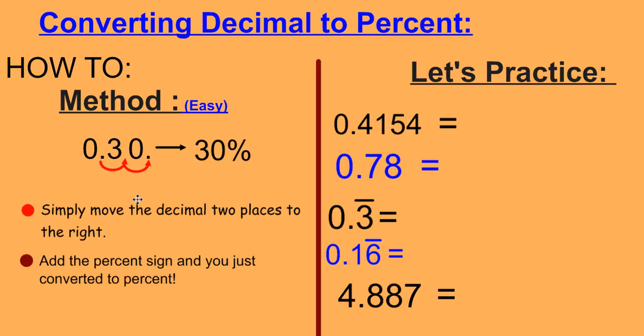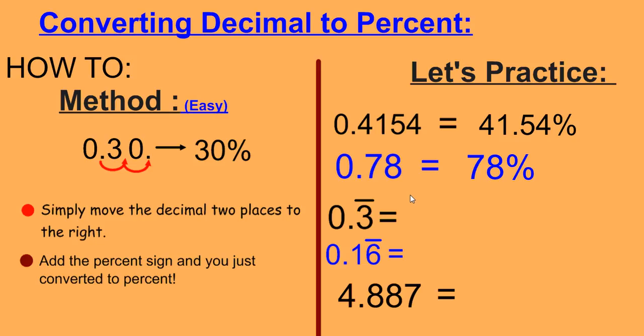Let's practice with a few examples over here. Go ahead and convert this one to a percent using the steps you just learned. What did you get? 41.54%? Excellent. Try the next one. So how did you do? 78%? Move the decimal 2 places to the right and add that percent sign.